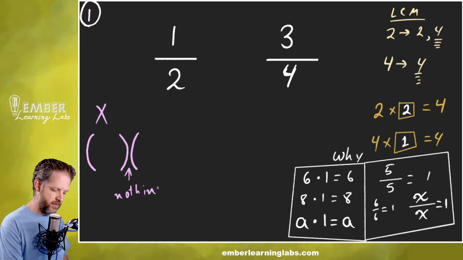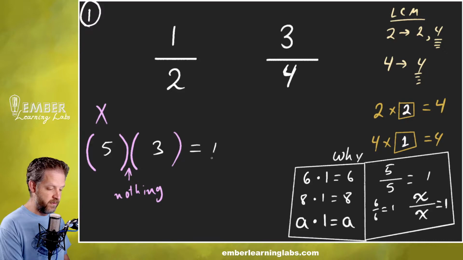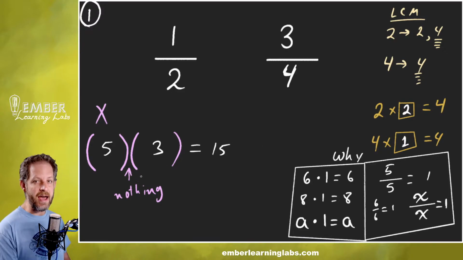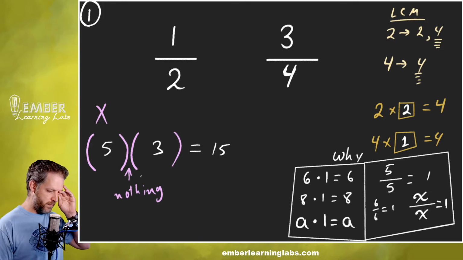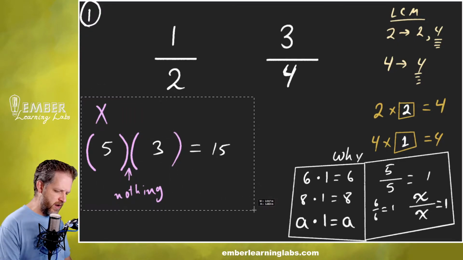Nothing. Right? If there's nothing there, then two sets of parentheses right next to each other would be multiplication. So, like if we use this as an example and we put 5 times 3, that would equal 15, right? So if we have parentheses right next to each other, that means times as well.